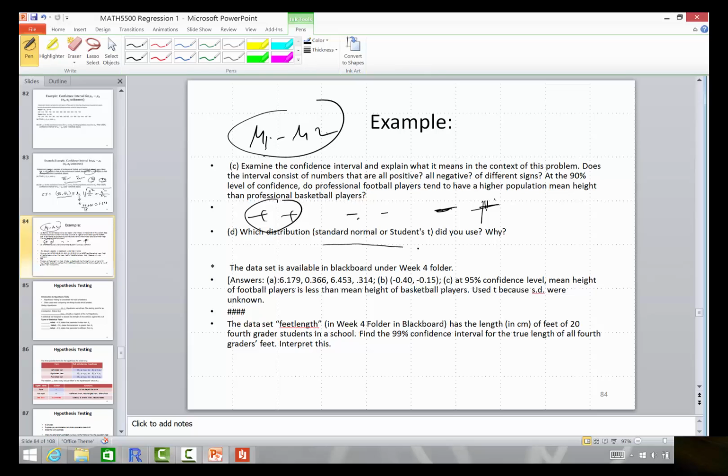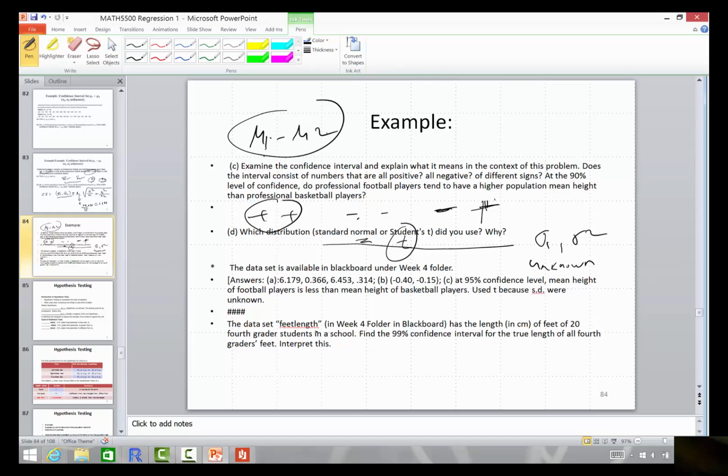Which distribution did you use? Did you use T or the standard normal? Standard normal is Z or T. I use T because sigma 1 and sigma 2 are unknown. Since sigma 1 and sigma 2 are unknown, we used the T critical, the T distribution, right? The data set I told you about is in Blackboard, and the answers are right here. I just did it once, so double check your answers. If the answers are incorrect, tell me.